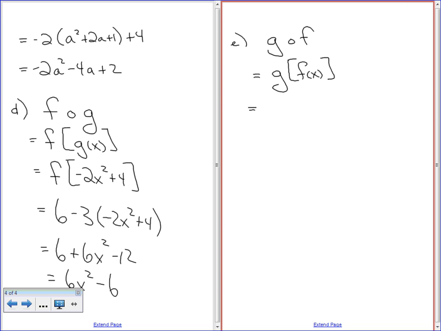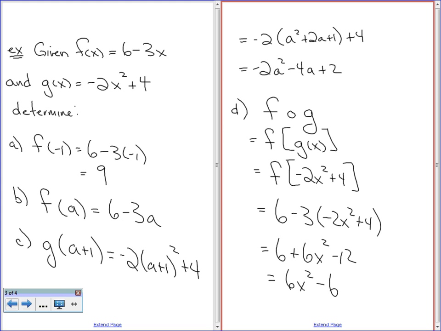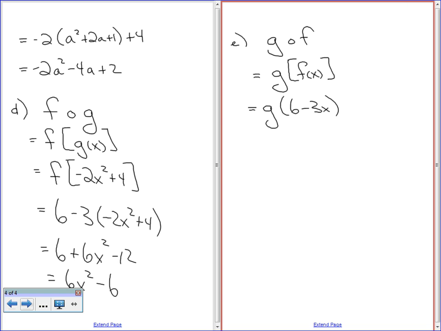So the first thing, you always work the inside first. I'm going to replace what f of x is equal to, and by definition, f of x was 6 minus 3x. And then it becomes a question just like the other ones. The concept's the same. I'm taking what's inside of the bracket, looking at the g function, which is this right here, and replacing what's inside of the bracket into the x. It becomes negative 2, bracket 6 minus 3x squared. Make sense?